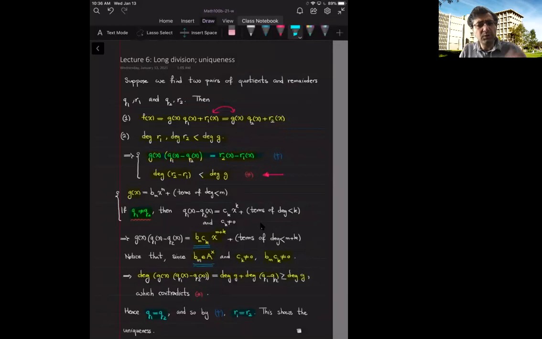Okay, we will be using long division in the next lecture to show the factor theorem and generalized factor theorem, and we use them in other examples for now.